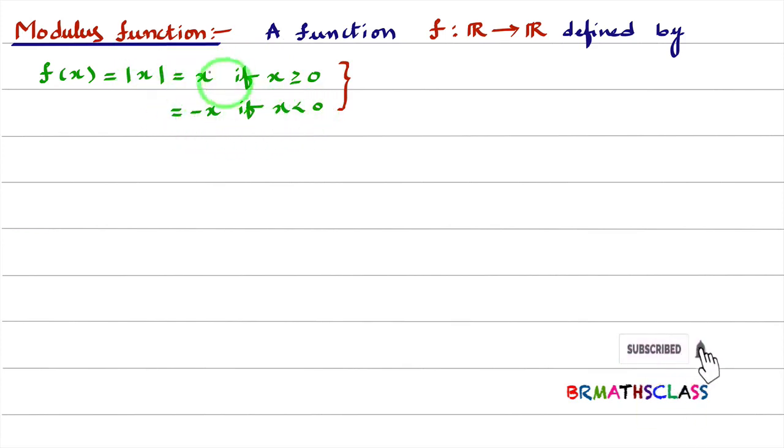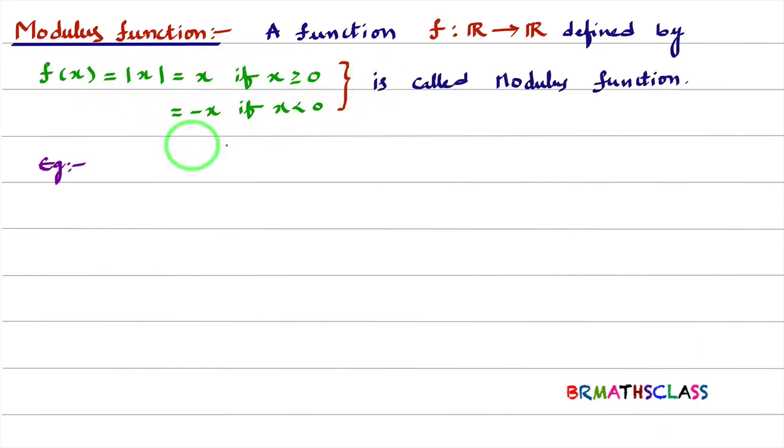We'll understand this more clearly when we do examples. So first I am writing the definition. What is the definition of modulus function? The function defined like this is called modulus function. We'll try to understand how the function is defined with examples. See here what they have given. Modulus of x value is x whenever x is greater than or equal to 0. Modulus of x value is minus x when x value is less than 0.